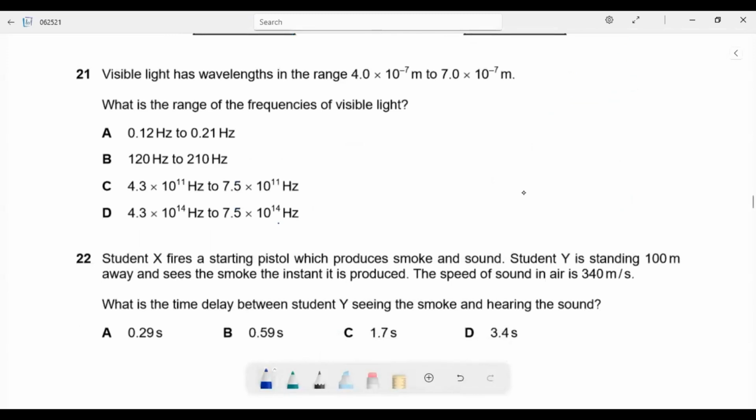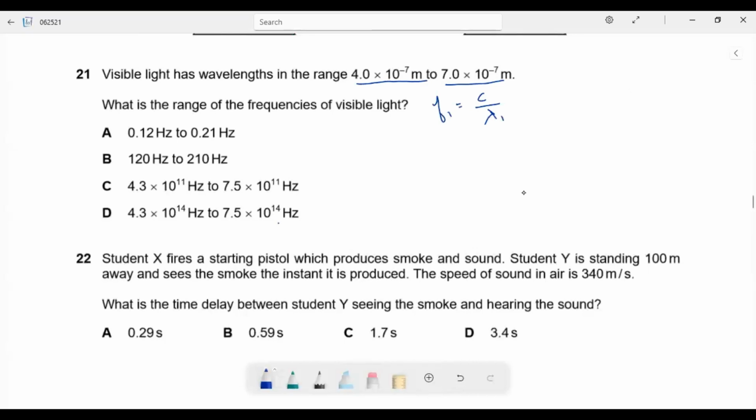Next, visible light has wavelength in the range 4 into 10 raised to minus 7 meter to 7 into 10 raised to minus 7 meter. What is the range of frequencies of visible light? So, frequency can be written as C by lambda. C is the speed of light, lambda is the wavelength.